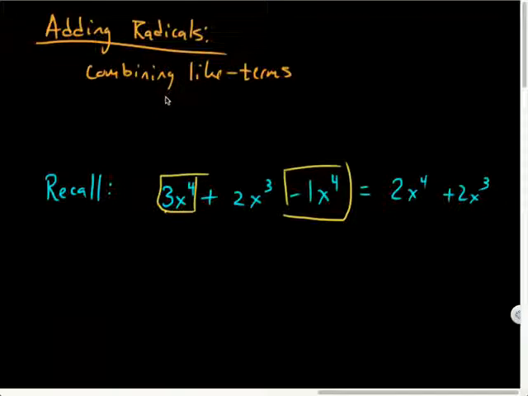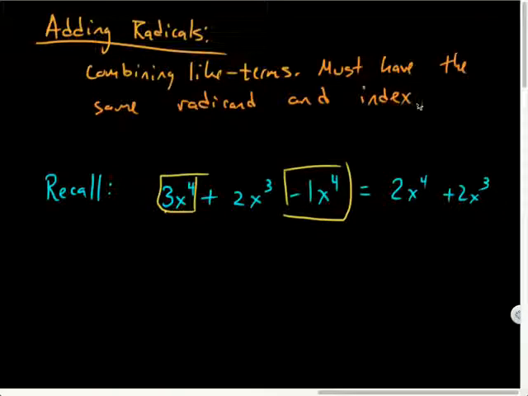So the question is, what are like terms for radicals? So here we go. Like terms, combining like terms. They must have the same radicand and index. Okay, so what do I mean by that? I mean the nth root of a plus the nth root of a equals 2 nth roots of a.